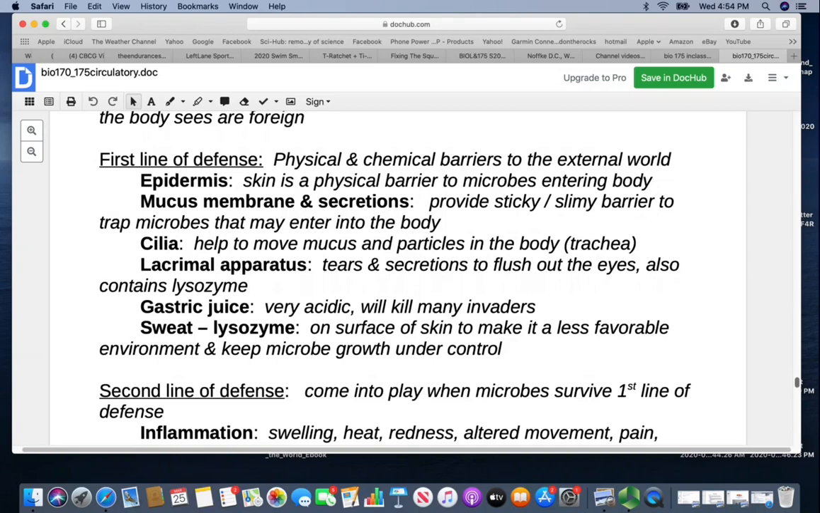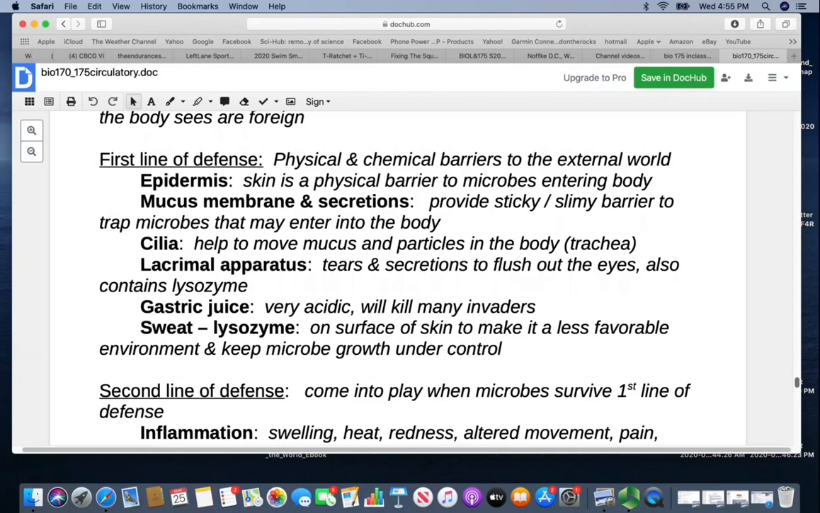Lacrimal apparatus, so your eyes would produce their tears and secretions. This is to mechanically flush out the eyes. It also has a little bit of the enzyme lysozyme in there. Your gastric juices. So sometimes when some of those invaders want to make their way down into their lungs and they come back up through that ciliary conveyor belt, they end up getting swallowed and going down into the gastrointestinal system. Here it's very acidic, and that will kill a lot of invaders. It's not going to kill everything. If it did, we wouldn't have to worry about food poisoning.